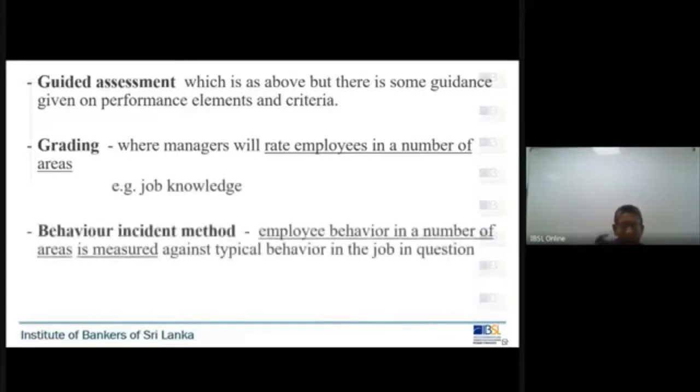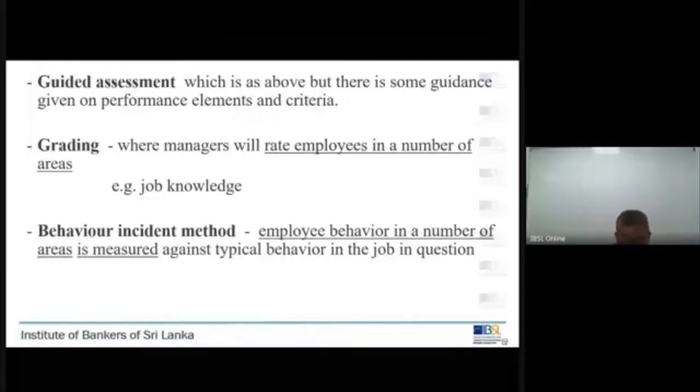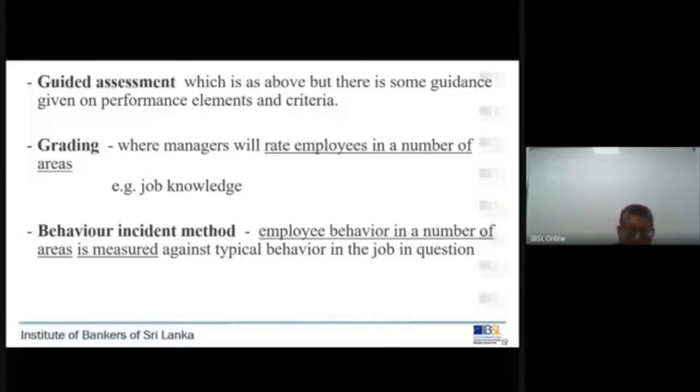Okay, then another method we call the behavior incident method. So they look at your behavior, right? How you behave, how much you contribute to the management. When you are asked to come to work on Saturday, and how you are involved in other activities in the bank or branch. So that is the behavior incident method. The manager will make a note on these things. These are some methods to evaluate you.